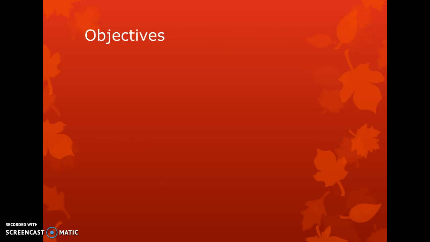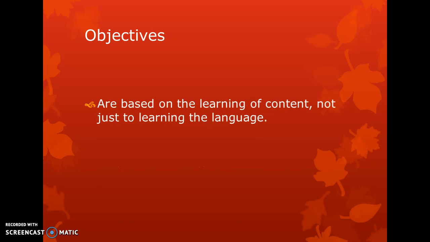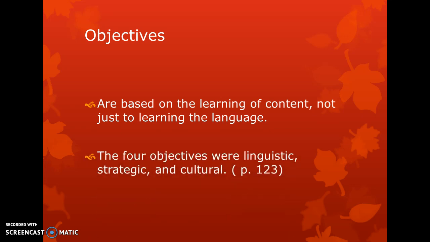Now let's come to objectives. For the objectives here, I will just summarize in short: they are based on the learning of content, not just to learn the language only. As we can see, there are 4 objectives below on page 123, but I will summarize the 4 objectives for linguistic, statistics, and cultural. These 4 objectives are based on these 3.